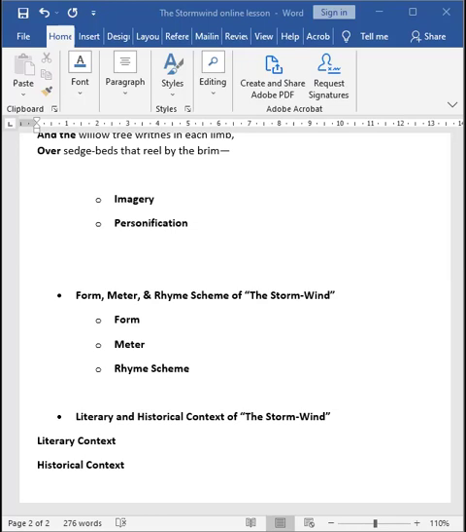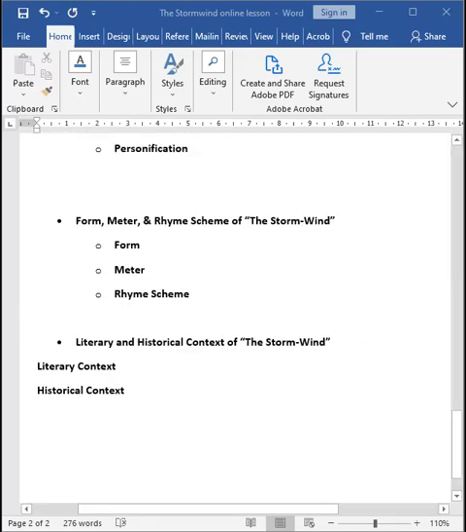Now, rhyme scheme. Already we've talked about rhyme scheme in the form. Let us talk about rhyme scheme individually as well. So The Storm Wind follows an ABAB rhyme scheme. Each quatrain starts with four lines of alternating rhymes, followed by a couplet that adds a sense of finality to the close of each stanza. Now, this brings us to the end of the rhyme scheme, and this brings us to the nearing end of the poem's analysis as well.